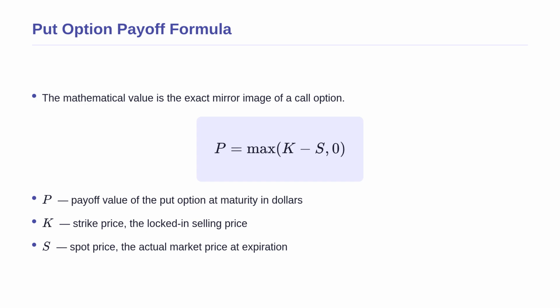You will only exercise this right to sell if the market spot price, S, drops below your guaranteed selling price, K. If the market price is higher than your strike price, you would rather sell on the open market, so you let the option expire with a value of 0. As the market price decreases, your put option value increases.